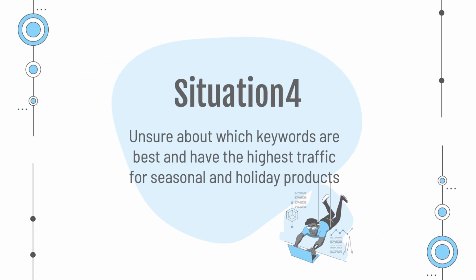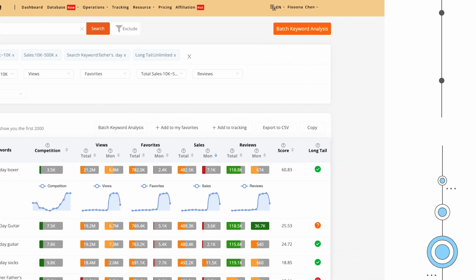Next, let's explore the last scenario. Do you also find yourself unsure about which keywords are best and have the highest traffic for seasonal and holiday products? We all know that seasonal and holiday products have a low margin for error because they are time-sensitive and require you to seize the opportunity quickly. If the wrong keywords and listings are used, it can affect product exposure and indirectly impact sales, meaning you'll have to plan ahead for the next year.